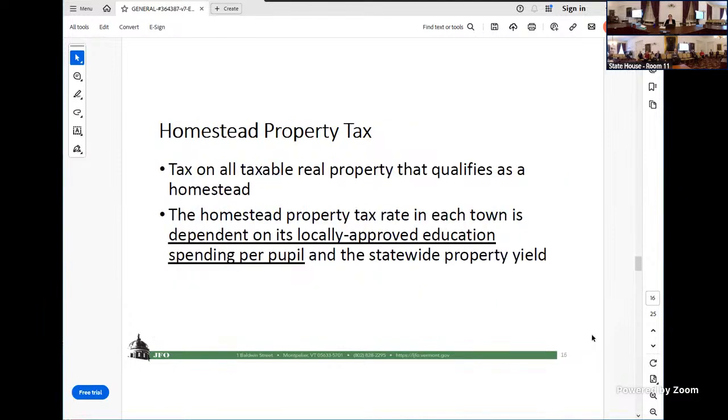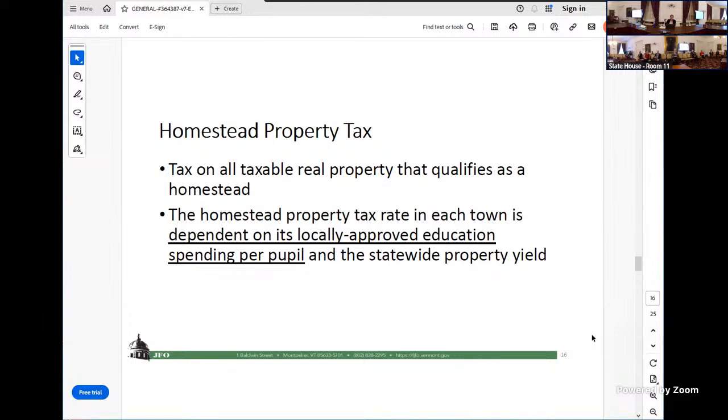The homestead property tax is the tax on property that qualifies as a homestead. So people's principal dwelling and all surrounding land to that principal dwelling. And the homestead property tax rate in each town is dependent on its locally approved education spending per pupil. We'll talk about what that means, and the statewide property yield. We'll also talk about what that means.